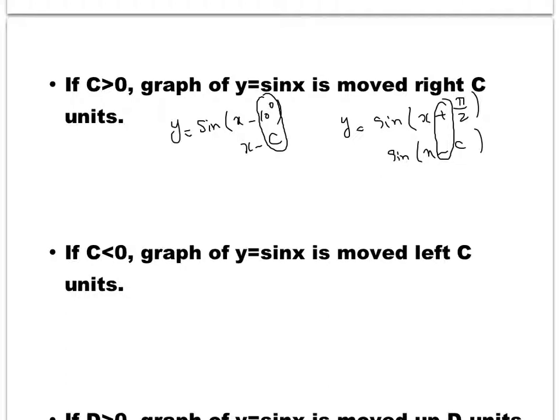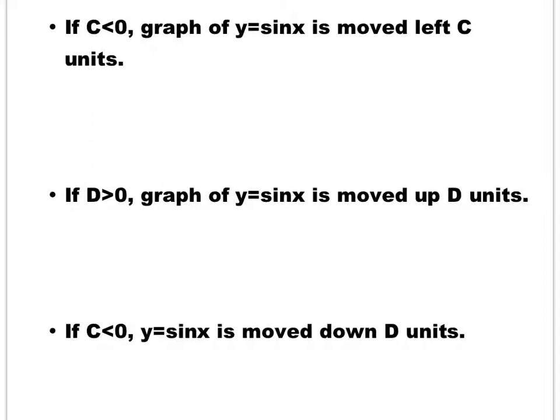Now, we covered the transformation dealing with A, C, and the last one is D, which is simple. You remember from quadratic functions, D is the translation or vertical translation along the y-axis. If D is greater than 0, then we are going to move up D units. This is a typing mistake, this is really D. And if D is less than 0, then the graph of y equals sine x is moved down D units. So it's very important: if D is positive, go up. If D is negative, go down.